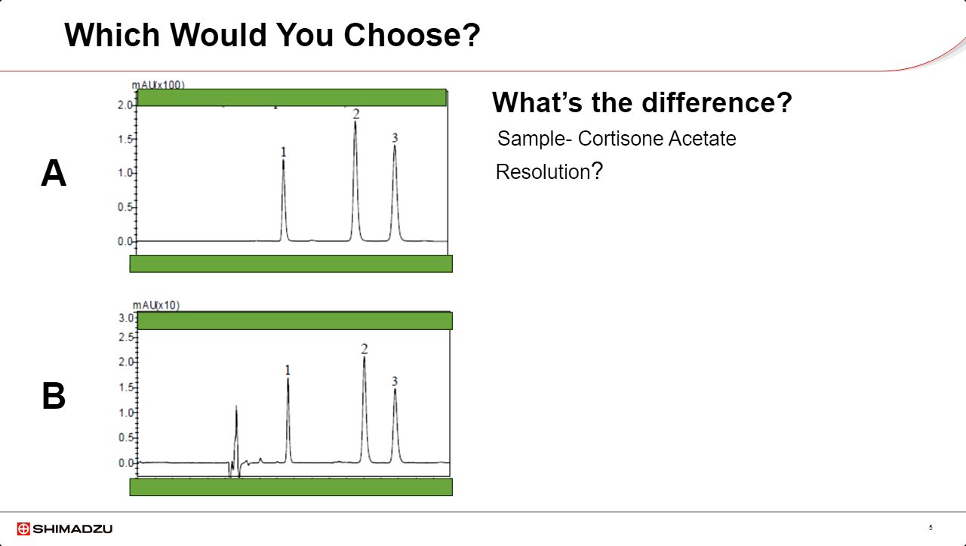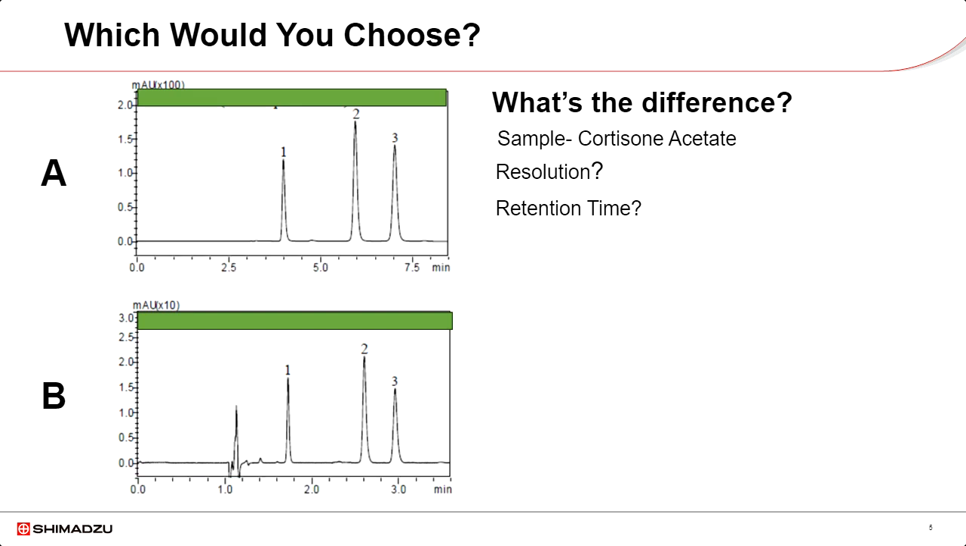Okay, so we're going to do a little pop quiz here. Which would you choose? I'm showing you two different chromatograms. It's the same sample, cortisone acetate. Take a look at the resolution. Is there really any difference? How about the retention time? Well, if we look at the retention time of A versus B, B is 2.5 times faster than A. Was that because of the column? Maybe it's a different column or a high-speed column. No, exactly the same size column, same stationary phase. So what's the difference?